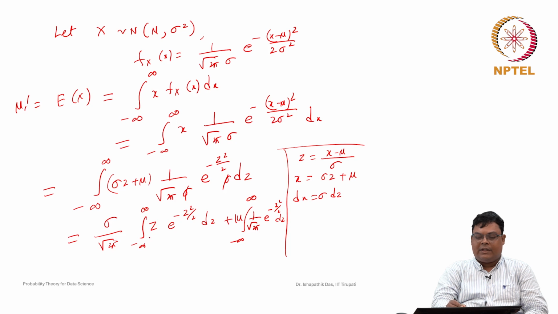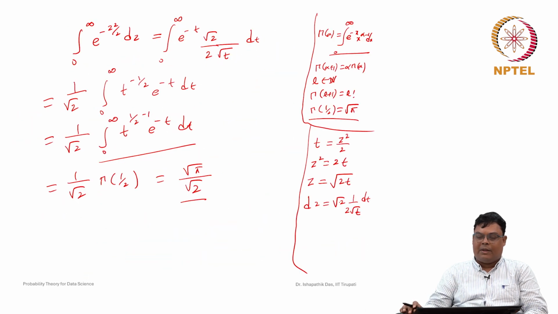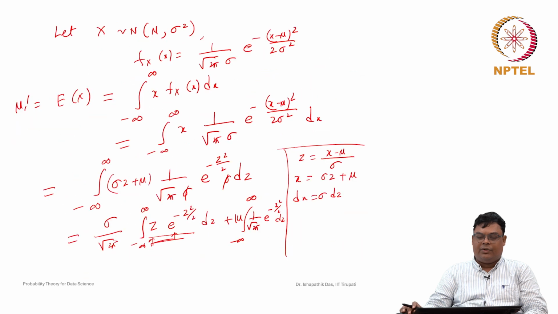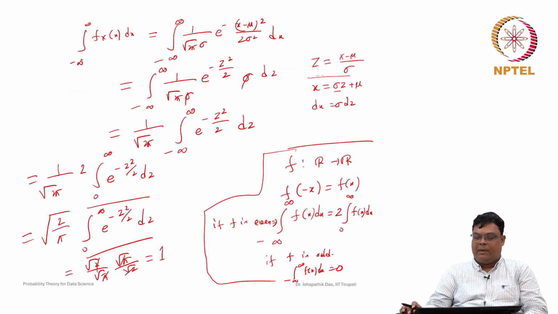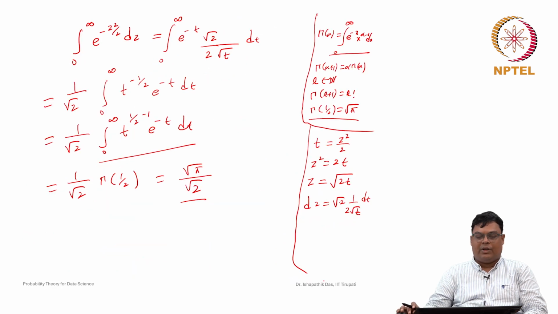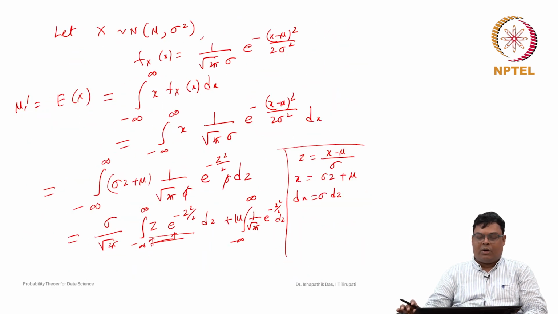Now, you can see that z is an odd function and e to the power of minus z square by 2 is an even function. So, odd into even is an odd function. For this odd function we discussed that the integration from minus infinity to plus infinity will be equal to 0. So, this value will be 0. What will be the value of the other part?